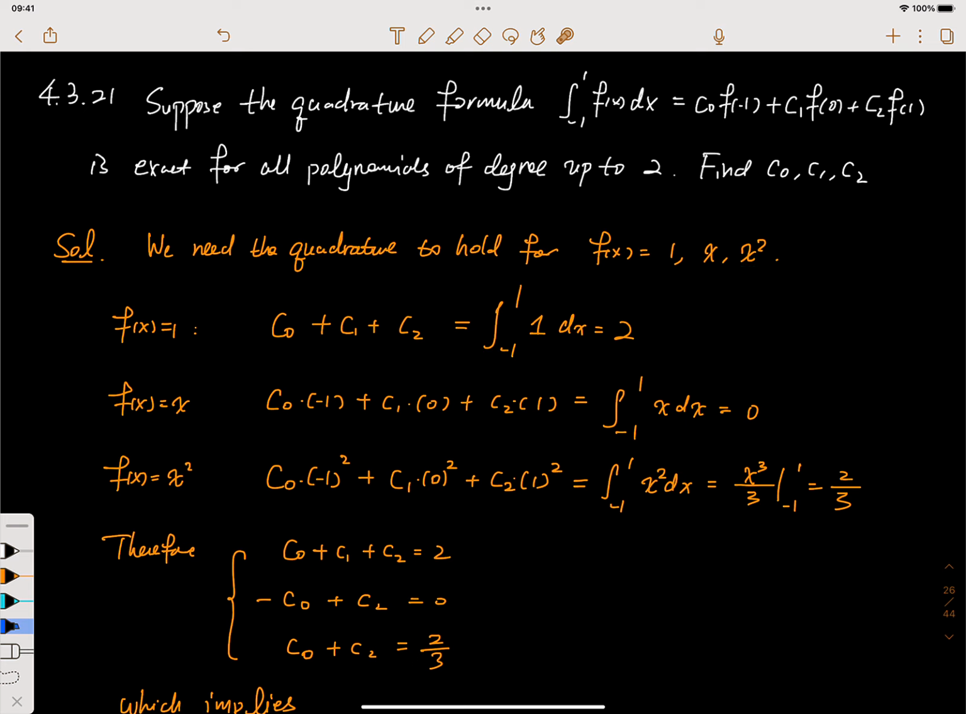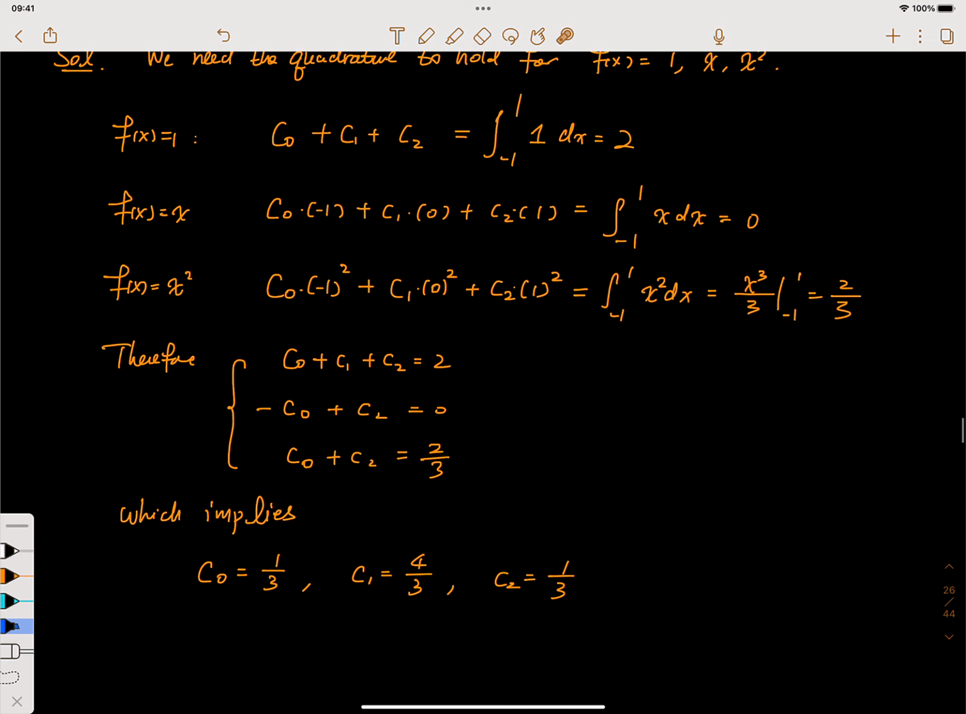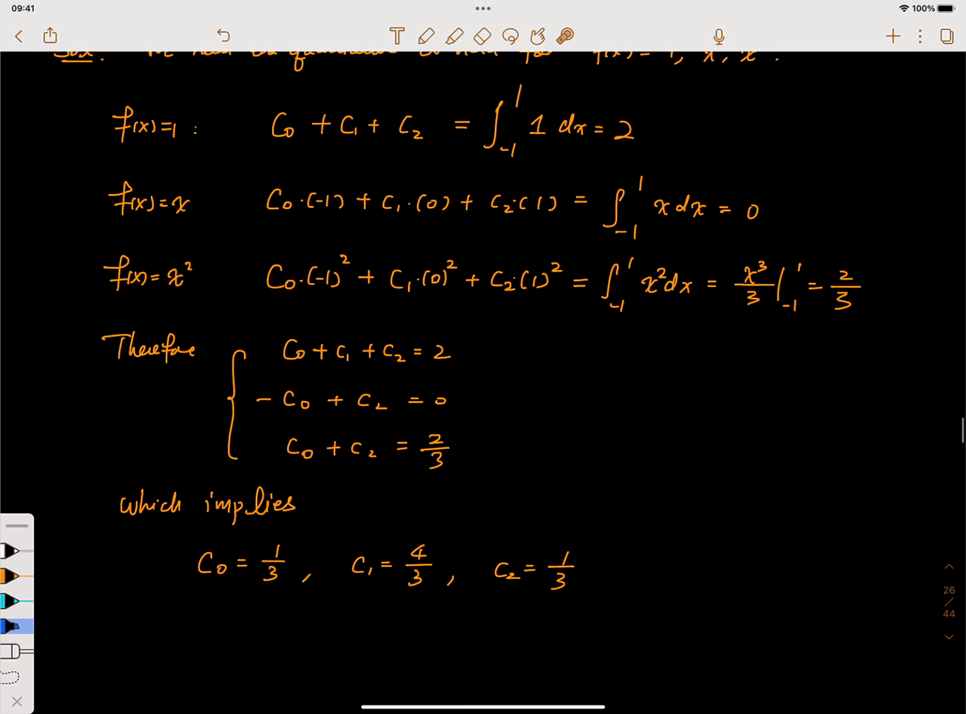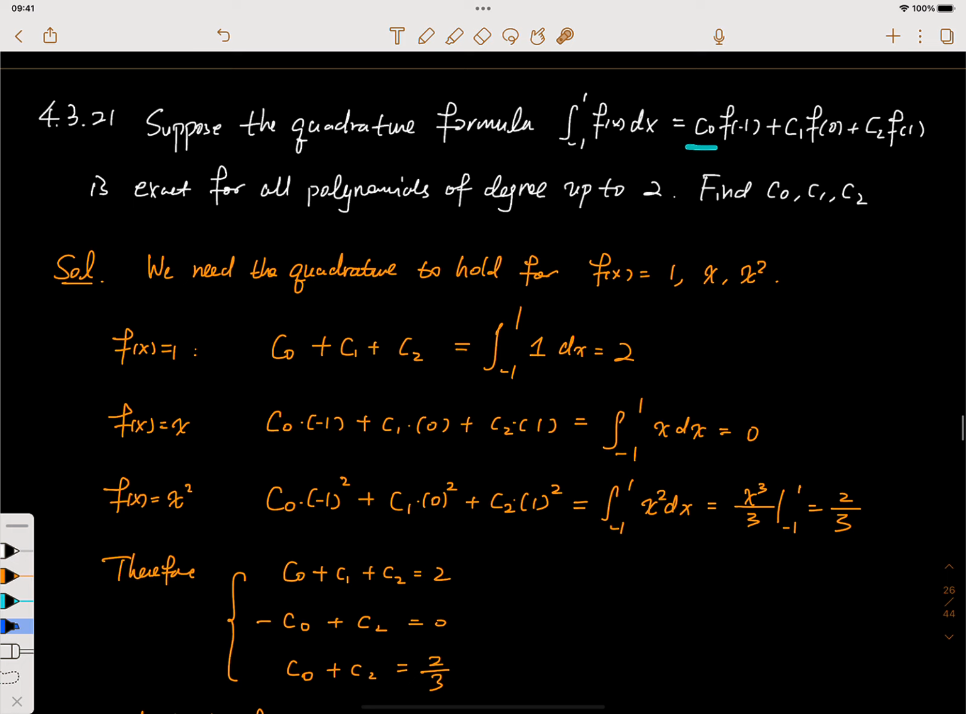Similarly, you can do this for f of x equal to x squared in this last case, and we also get the equation for these 3 c's. So now we have 3 equations with 3 unknowns, c0, c1, c2, which reduce to this. Then we just need to solve for the constants c0, c1, c2, and that will be the result. So these are the values we should put in here.